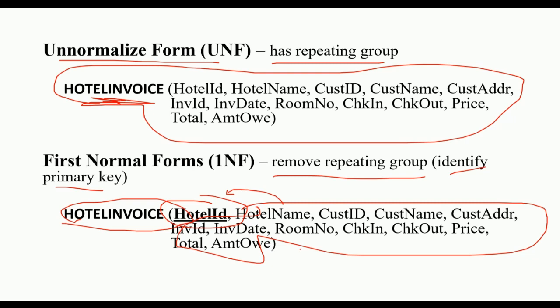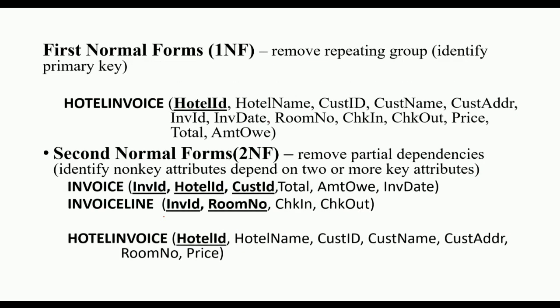But for normalization, you need to follow the process from the unnormalized form to the first normal form. So we have settled the first normal form, and the second normal form is to remove partial dependencies, which is to identify non-key attributes that depend on two or more key attributes.